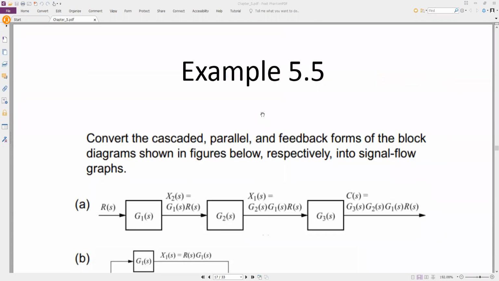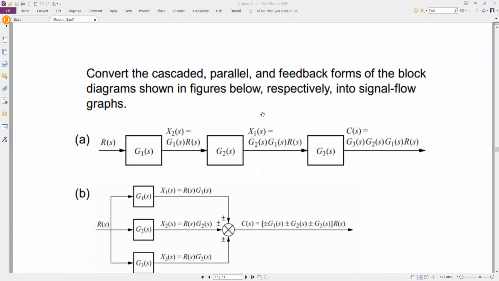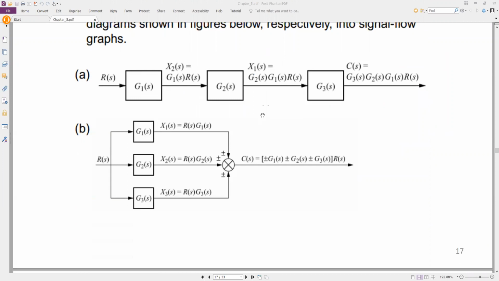Okay. Example 5. Look at Example 5 carefully. What they have said is to convert these figures into the signal flow graph. So according to the question, you have to convert these into the SFG, or signal flow graph. How to do this? First, look at R(s), C(s), X2, X1. So how to convert it? Let's look.